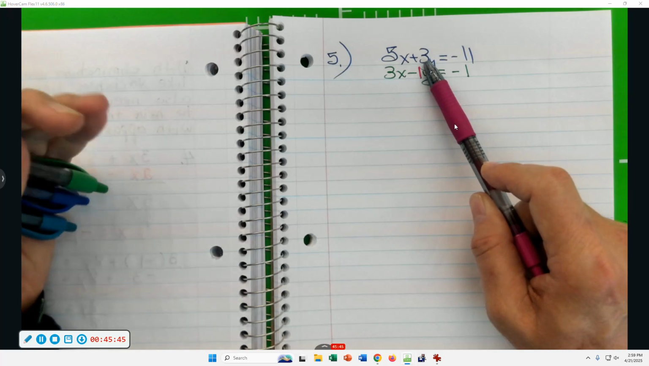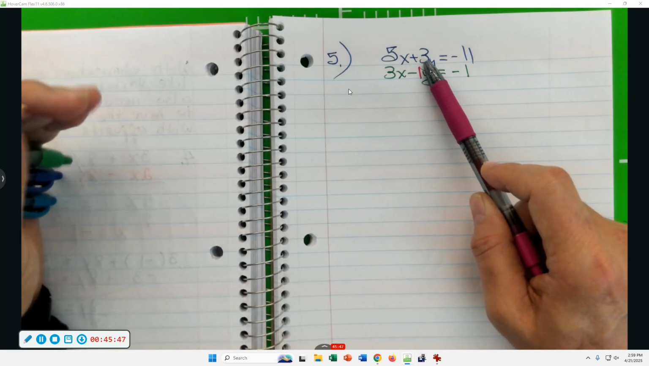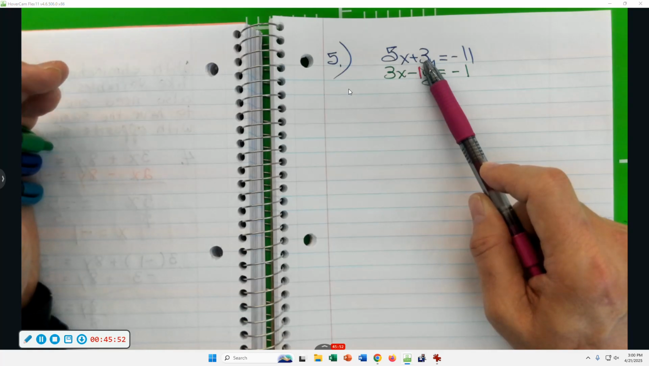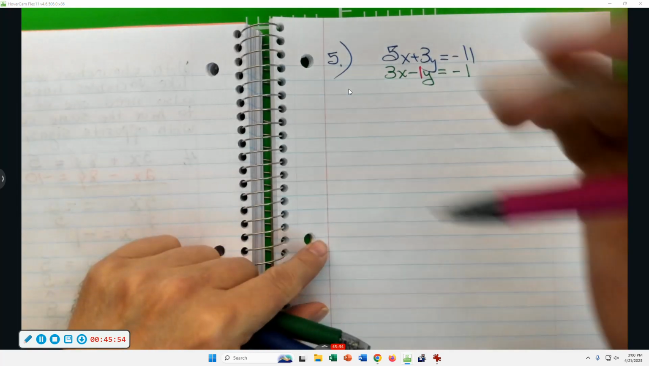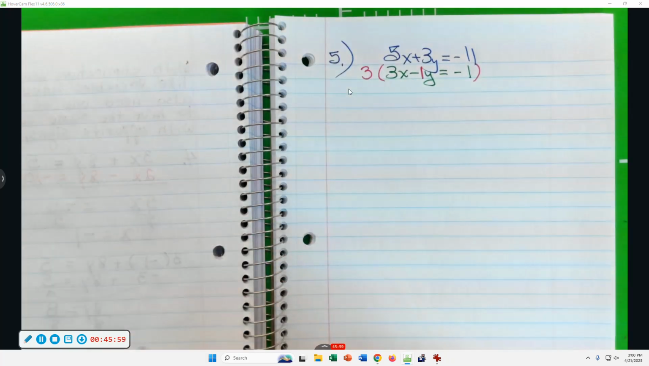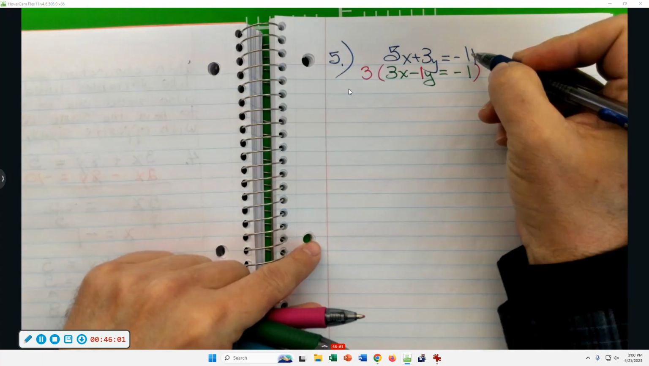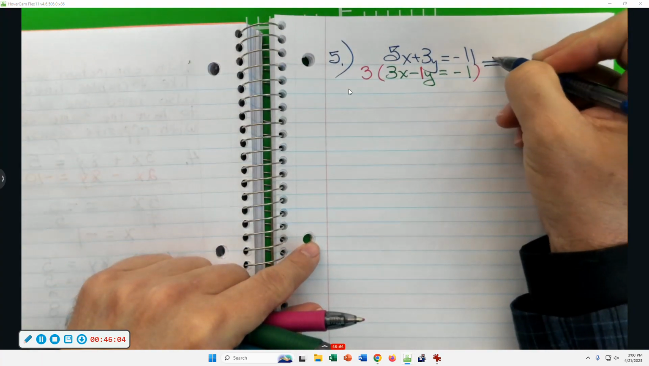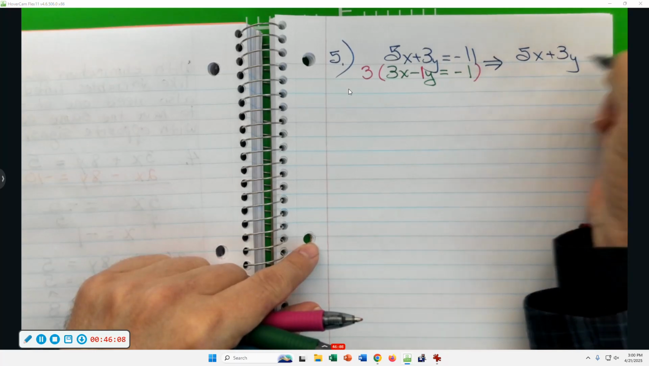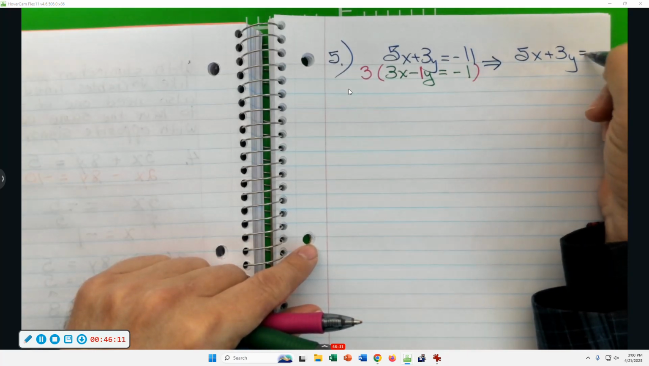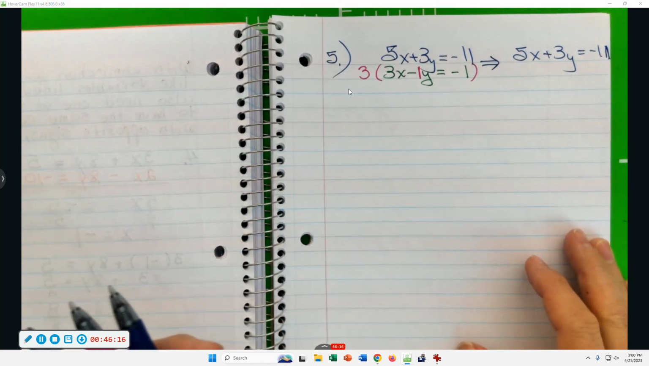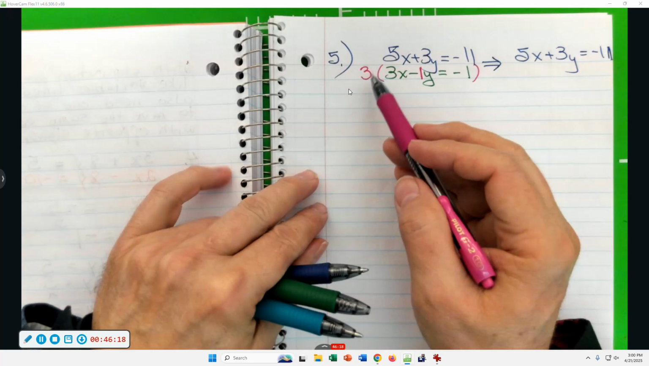Remember that you can multiply both sides of an equation by any non-zero number you want to and not change the equality. So I'm going to multiply the second equation by a 3. The first equation is going to stay as it is: 5x plus 3y equals -11. The second equation, though, we're multiplying by 3.